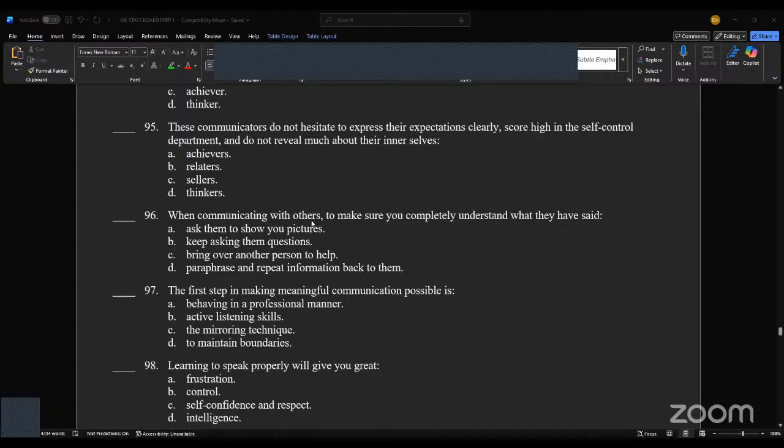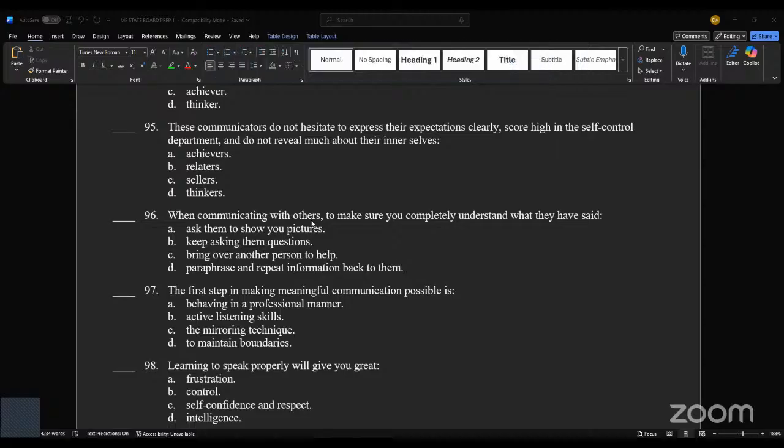96, when communicating with others, to make sure you completely understand what they have said: A, ask them to show you pictures. B, keep asking them questions. C, bring over another person to help. Or D, paraphrase and repeat information back to them. So 96, to make sure you completely understand what they said, you're going to D, paraphrase and repeat information back for clarity.